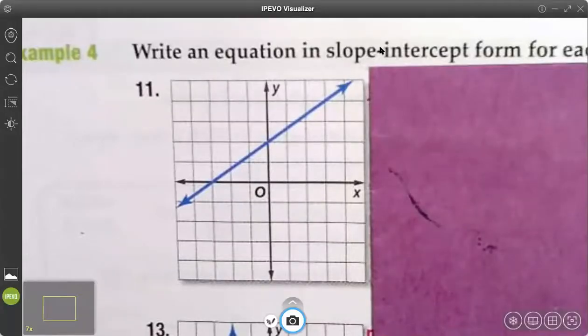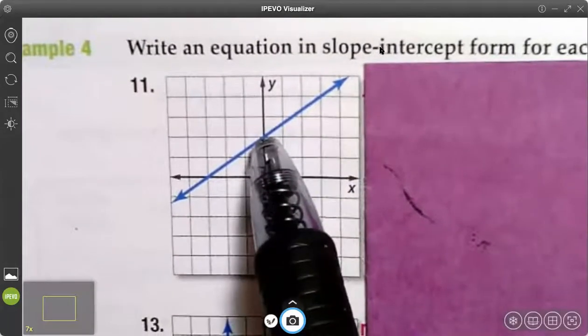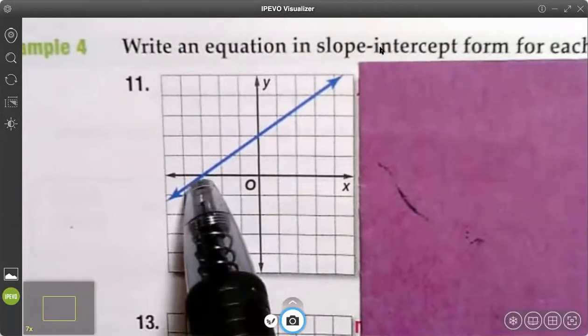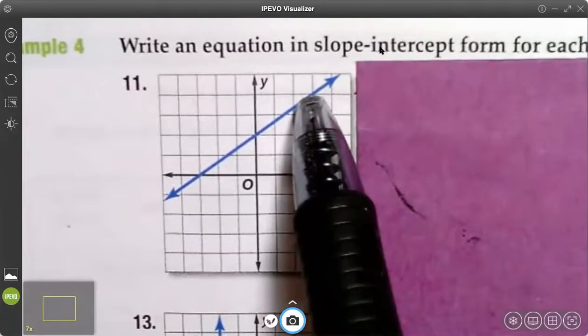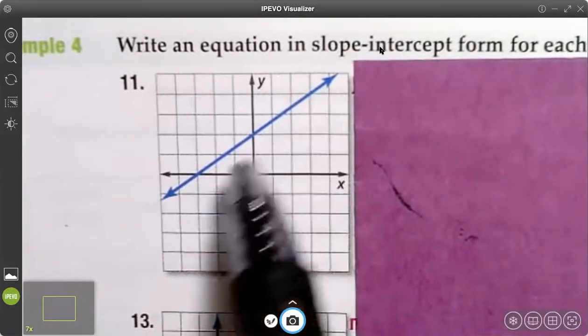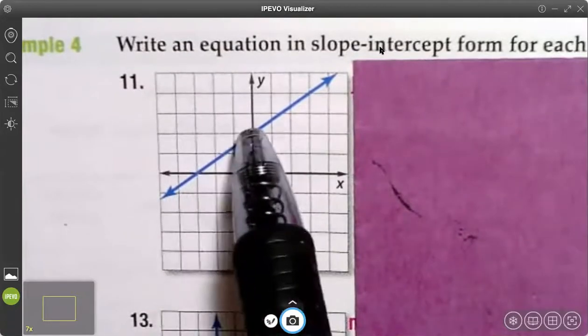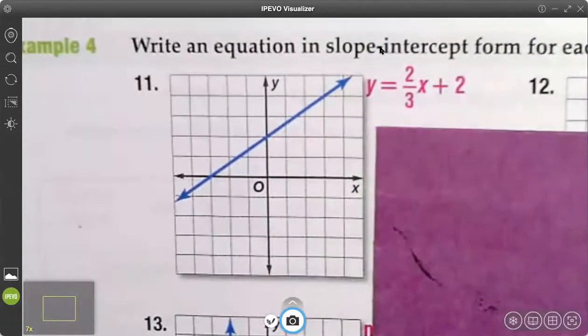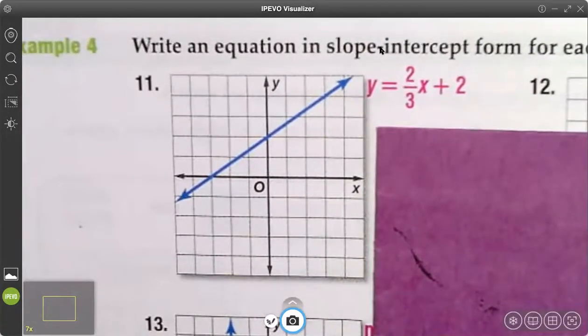Try number 11. Sometimes we have to write an equation for a line and we can't draw our little dots where we want to. We just have to be able to look at it and see where it goes through the grid. Number 11 has a y-intercept of 2. It goes through the grid right here at the x-intercept of -3. It goes through the grid right here at the coordinate 3, 4. Rise 2, run 3, rise 2, run 3. Your slope is 2/3. Your y-intercept is +2. So your equation is y equals 2/3 x plus 2.